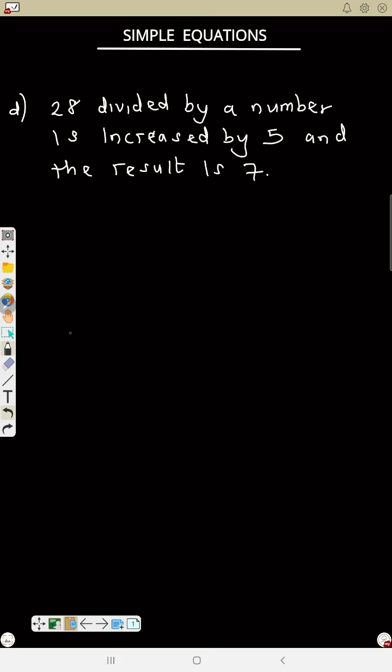So how can you interpret this? I'm giving different types of sentences that you can interpret into algebraic equations. We'll see different questions that we'll solve. Before we can start solving equations, we'll first learn all this. We have not solved anything. We are learning the beginning of equations. Now 28 divided by a number is increased by 5. So increase means plus, decrease, so note the two.